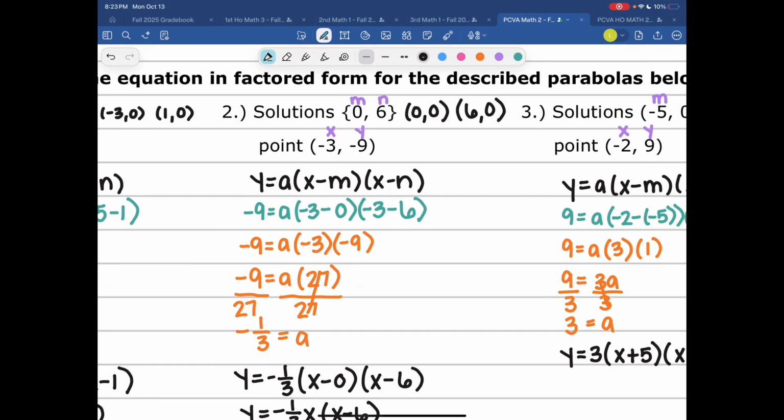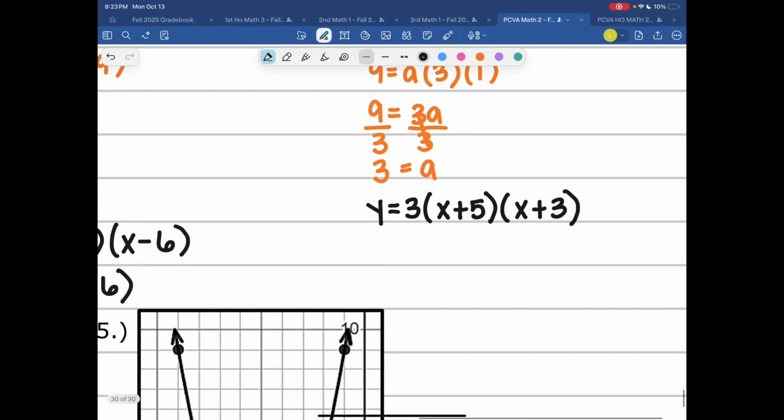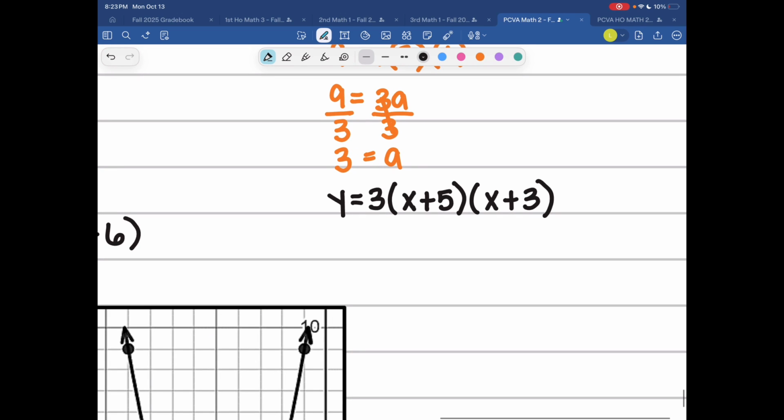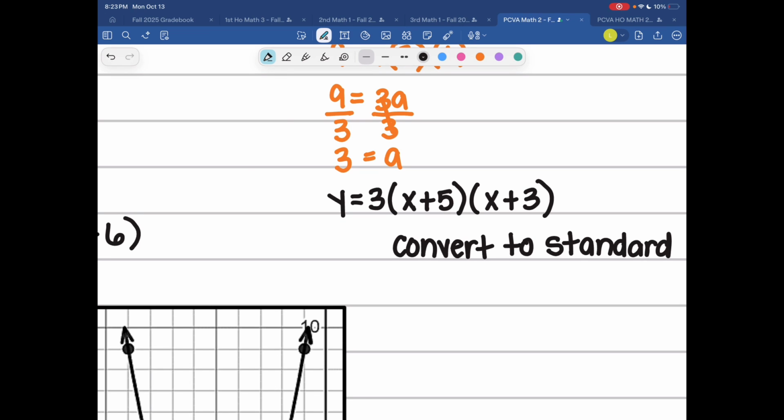And again, if I wanted to take this quadratic and turn this into standard form, all I would have to do is multiply this together. All right, so if I'm able to get it in factored form and I want to convert it to standard form, all I would do is multiply my binomials together and then distribute.